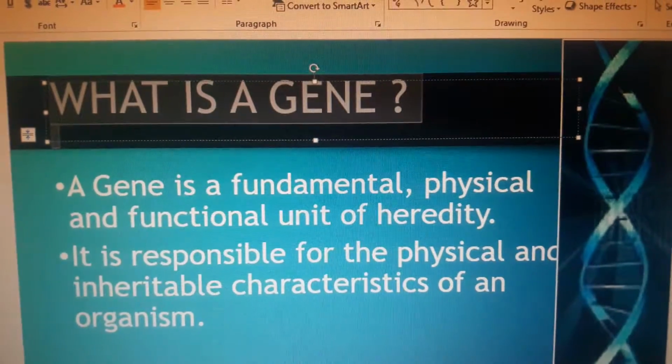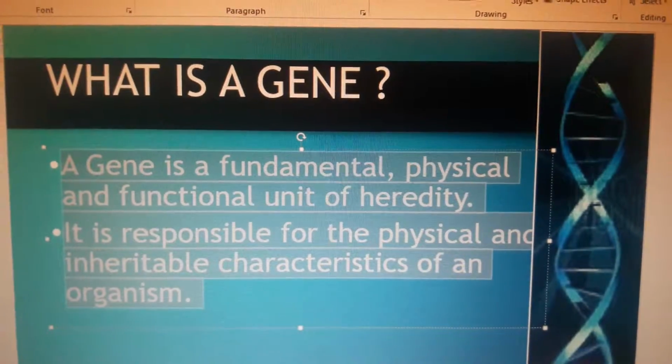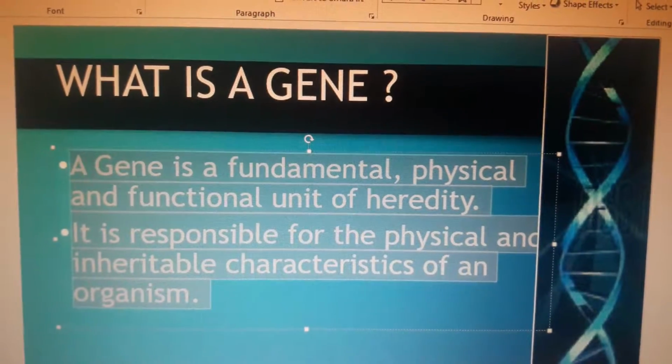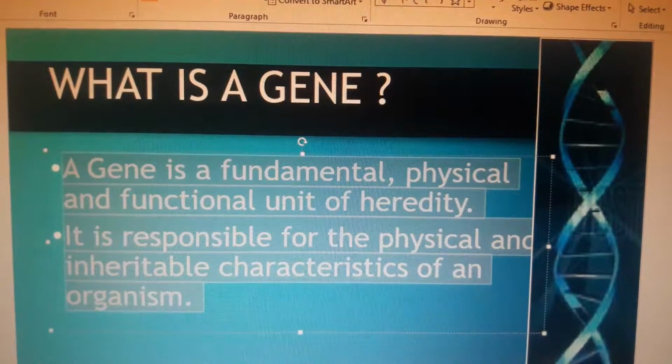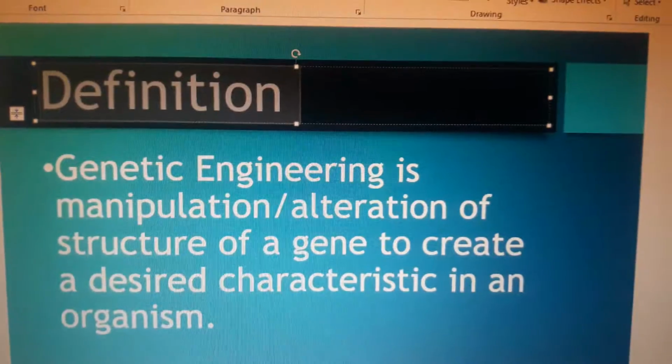Genetic engineering. What is a gene? A gene is a fundamental, physical, and functional unit of heredity. It is responsible for the physical and inheritable characteristics of an organism.